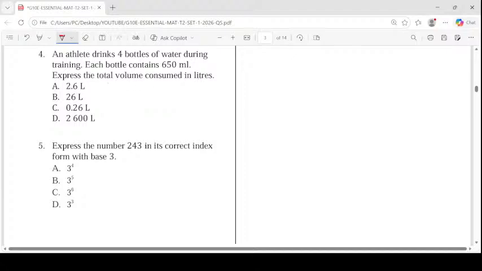So first, if one bottle is 650 ml, what about 4 bottles? When you take 650, you multiply by 4. This is going to give us 650 multiplied by 4 gives 2600 ml. 2600 milliliters, like that. But now we need to convert it to liters.